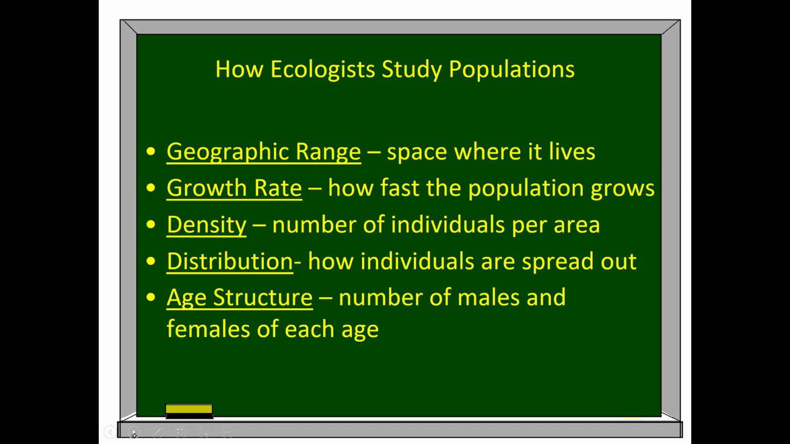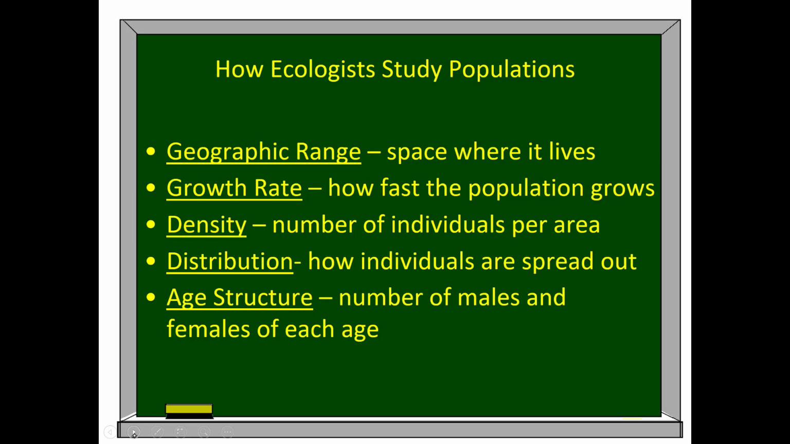Now we can also look at population density. Population density is just talking about the number of individuals in an area. So realistically, all we're thinking about is how crowded is that area. Dense just means how many individuals in an area, how crowded or how spaced out is it.